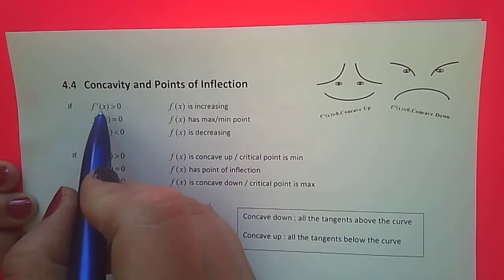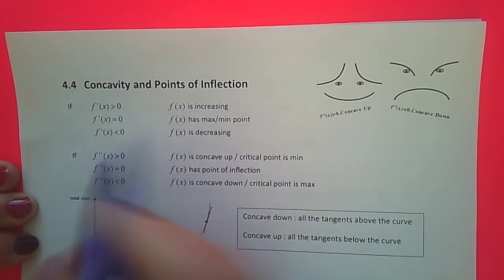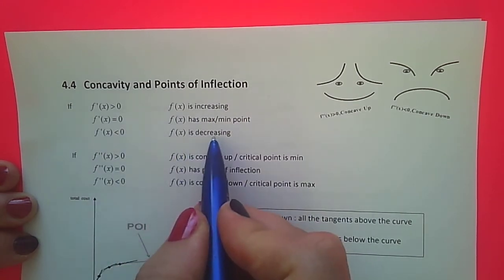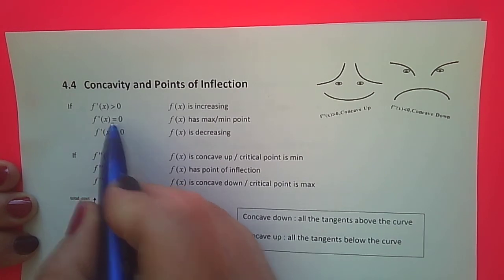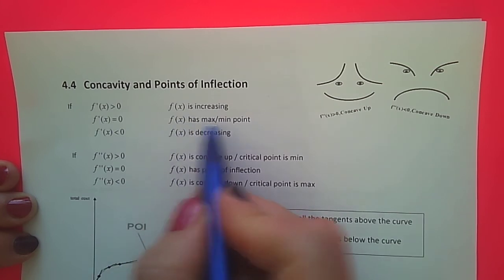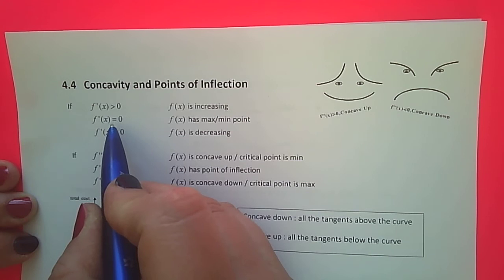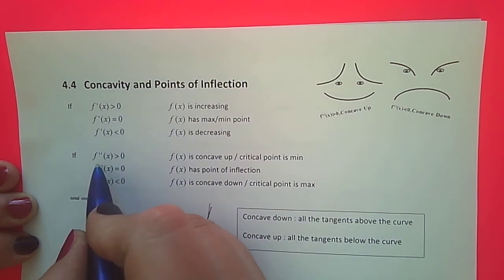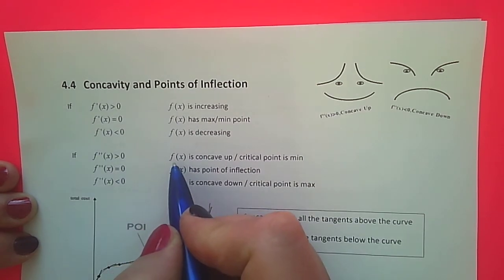Previously, we learned that if the first derivative is positive, then the original function is increasing. If the first derivative is negative, then the original function is decreasing. If the first derivative is equal to 0, then we have horizontal tangents, and f of x may have a local maximum or minimum point if the sign of the first derivative changes from positive to negative or from negative to positive at those points. Today, we are going to look at the sign of the second derivative and what it means for the original function.